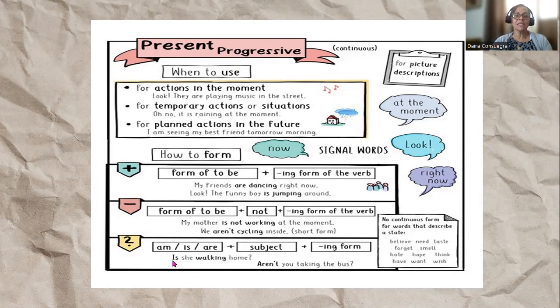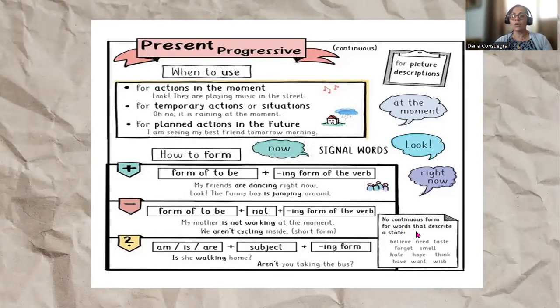So is first. Why? Because is the way that we use with she. If we go back, we will know that is part of she, okay? Is she walking home? Or aren't you taking the bus? ¿No estás tú tomando el bus? So these are the ways in which we are going to develop the questions.